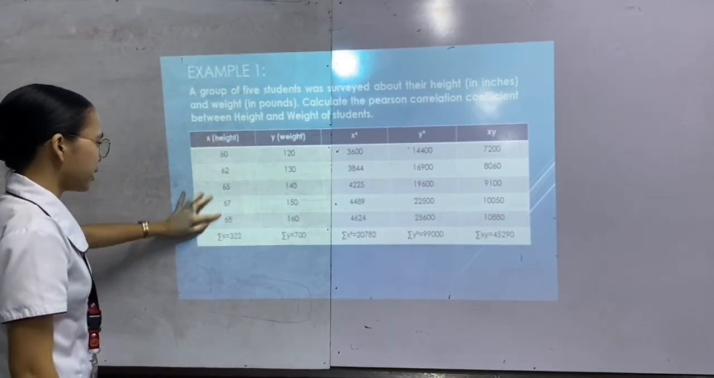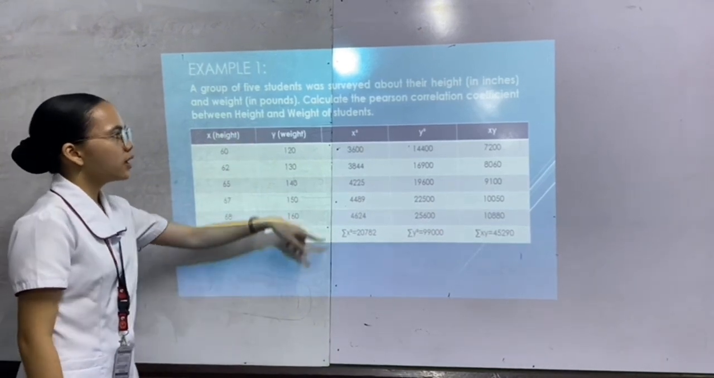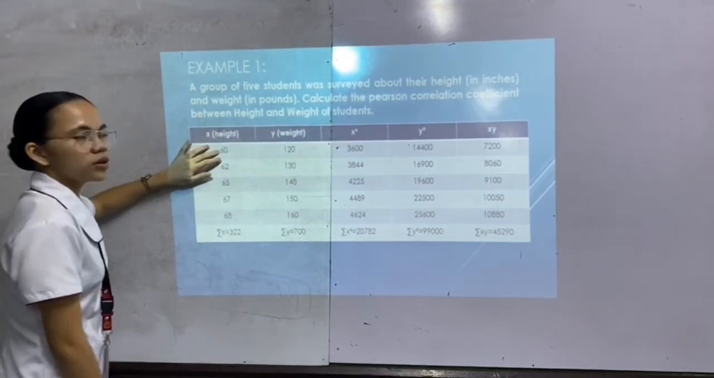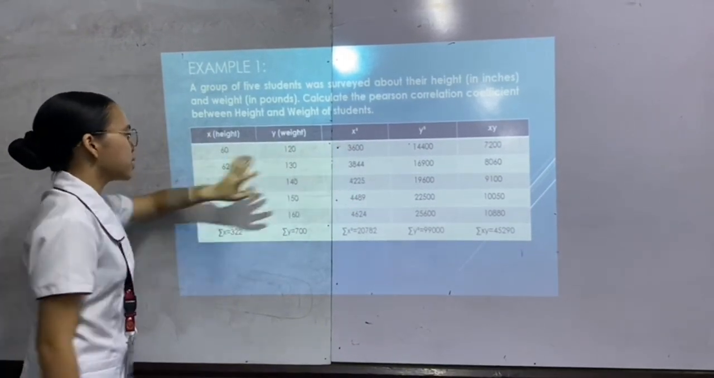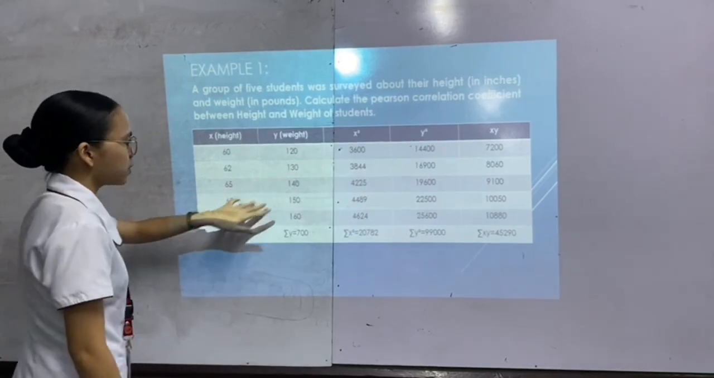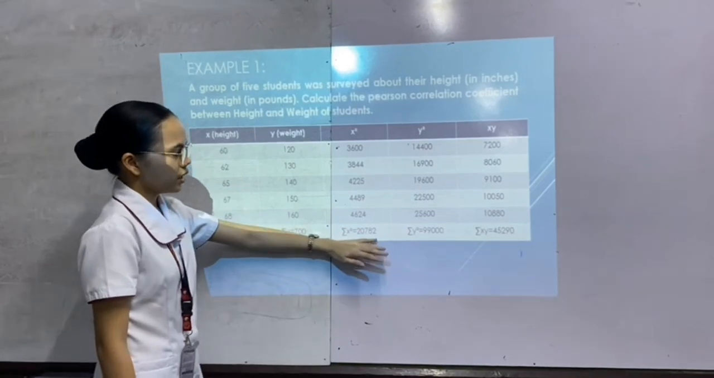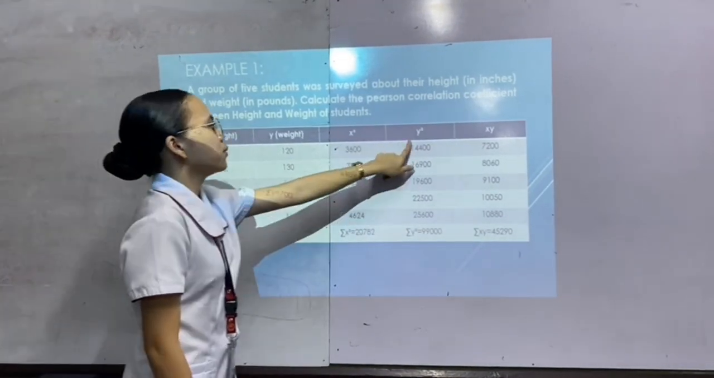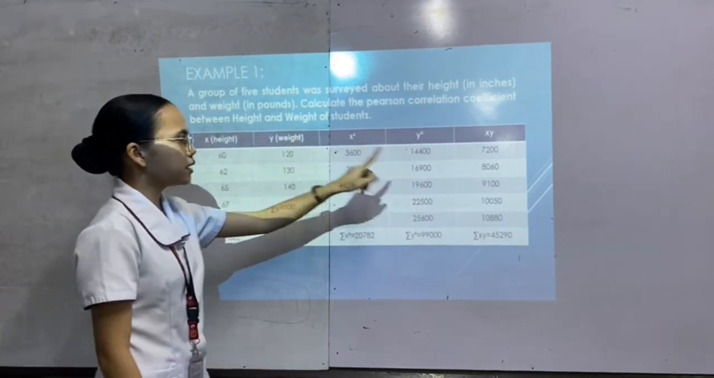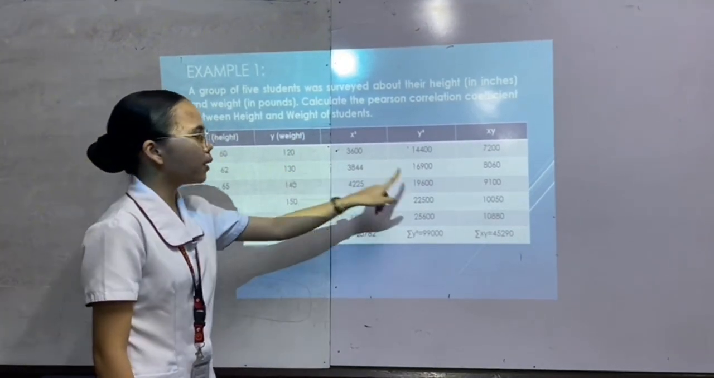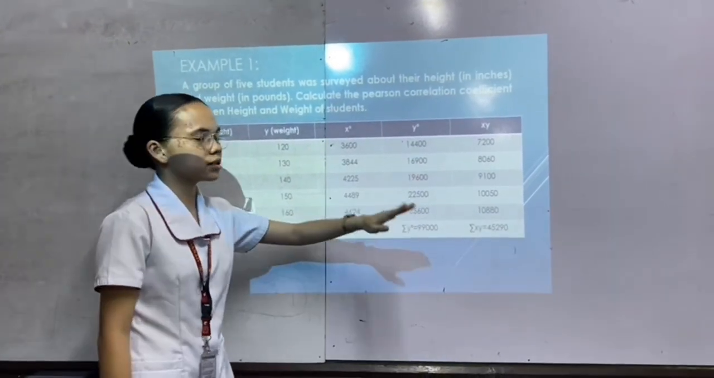The summation of x is 322. The summation of y is 700. For x squared: 60 raised to the second power, 62 raised to the second power, 65 raised to the second power, 67 raised to the second power, 68 raised to the second power, and this is the summation. For all y squared: 120 raised to the second power, 130, 140, 150, and 160 raised to the second power, and this is the summation of all.